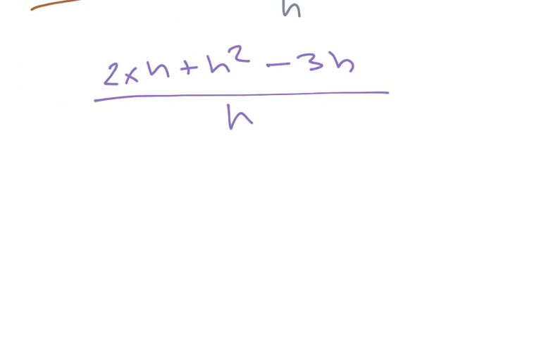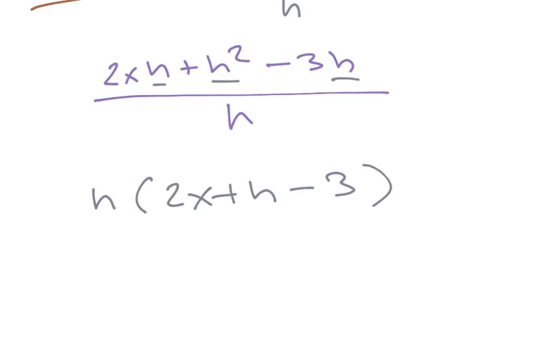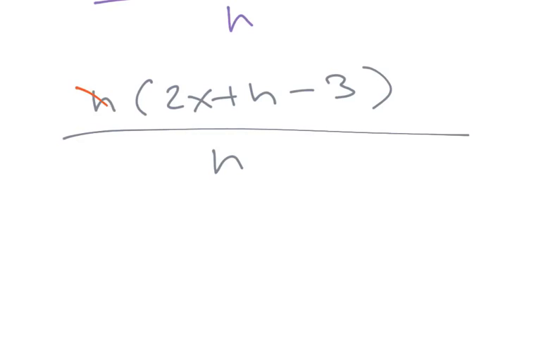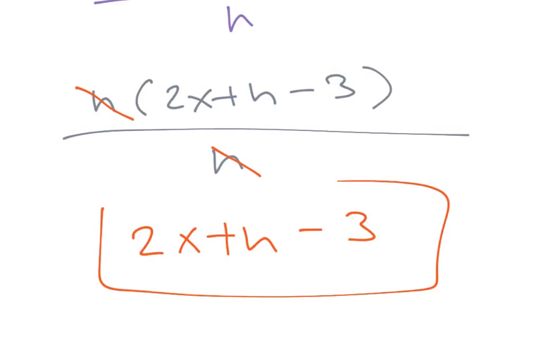And as we keep cleaning this up, we notice that each of these has an h, so I can factor an h out. That leaves me with h times (2x plus h minus 3) all over h. And then the h's will cancel out again. This leaves me with 2x plus h minus 3. And that is my answer. Hopefully that makes sense. See you in the next video.